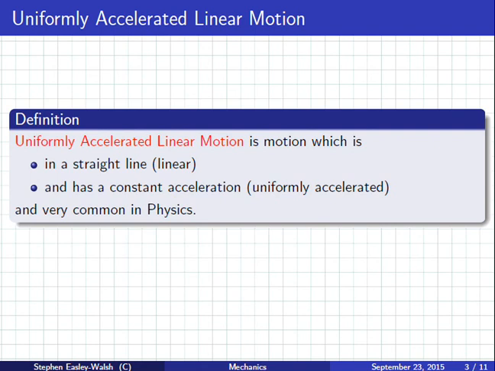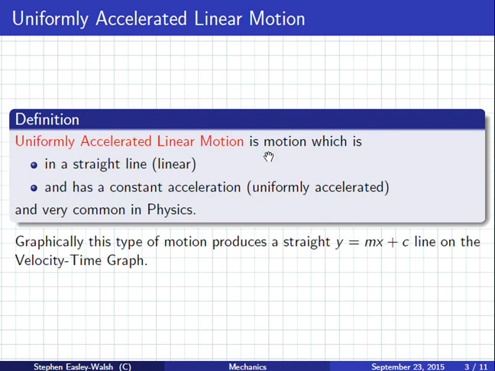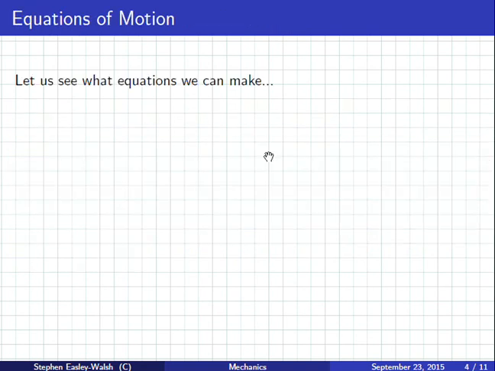I can continue. I still see some writing. Okay. So, this type of problem is very common in physics, and in fact, if you look at the velocity time graph, it will be a straight line.